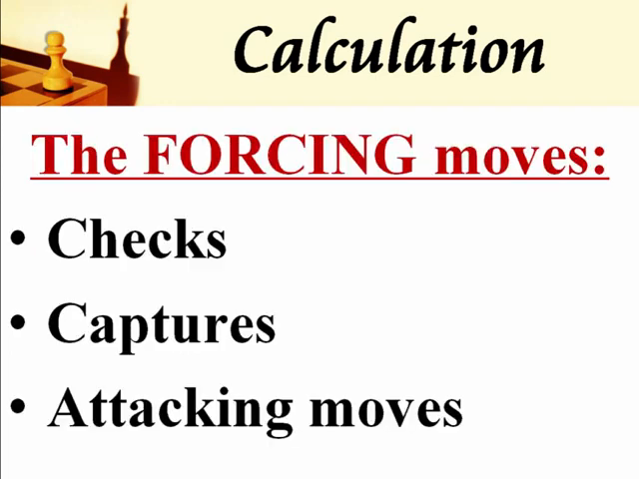The forcing moves are checks, captures, and attacking moves. The check is the most forcing move. Your opponent is obliged to do something about his king, defend it or move it away. Captures are also quite forcing. In most cases, your opponent has to recapture in reply. However, when the situation calls for it, he may ignore it, sacrifice a pawn or a piece, and that's why a check is more forcing and needs to be calculated first.